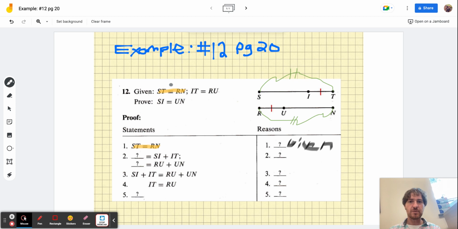So we've used this given premise, and later in the proof, we'll probably use a different given premise. That's kind of how it works, right? We're going to use all these given premises and information we get from the diagram to eventually get to what we're trying to prove, that SI has to equal UN.